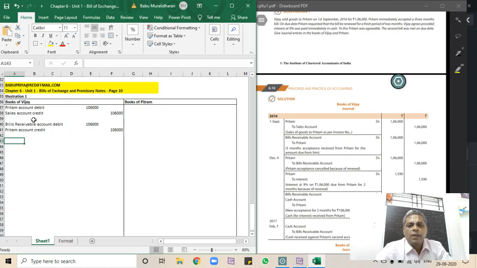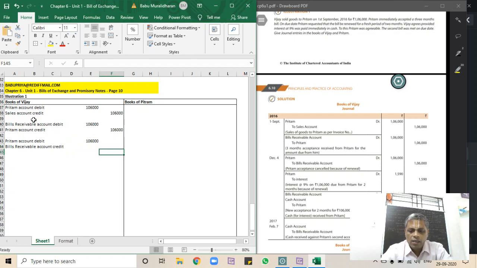Now, Preetham has dishonored the bill, right, on the due date. Like he said that he's not dishonored, he has requested for an extension. So we have to cancel the first bill and raise a new bill, right? So now cancelling the first bill will debit Preetham account to bills receivable account credit. So we are reversing the bills receivable entry for 1,06,000.